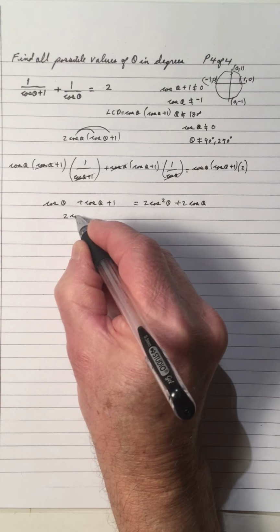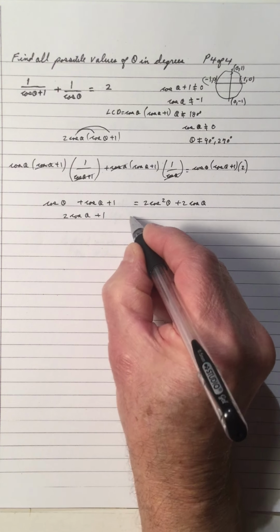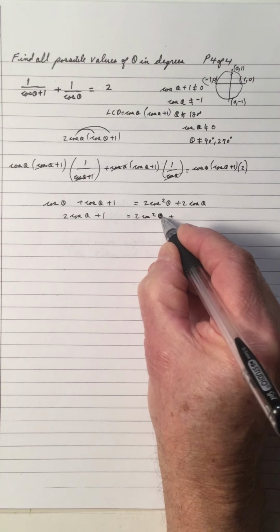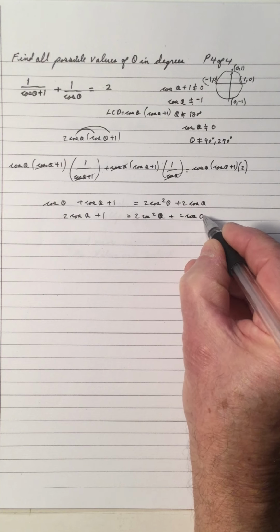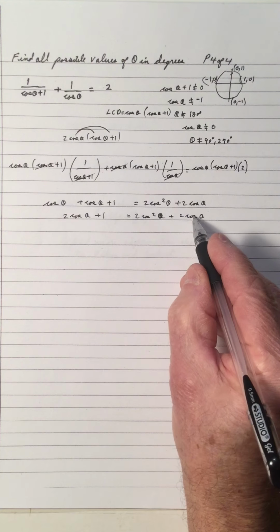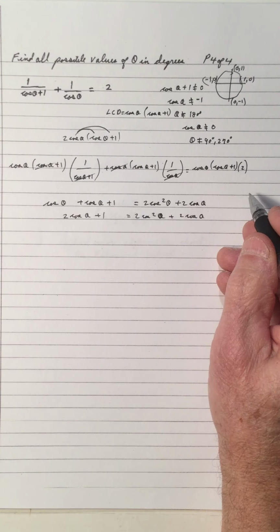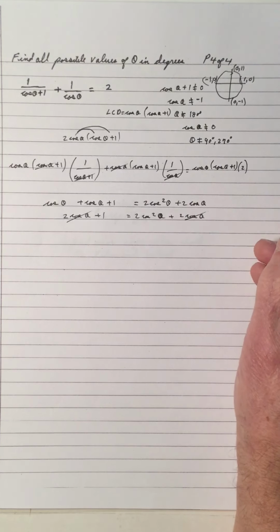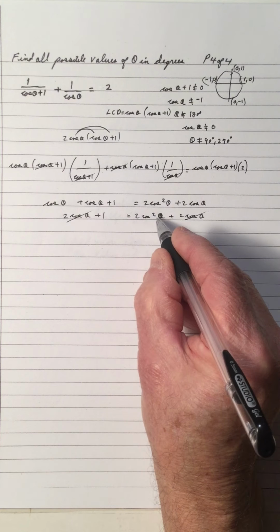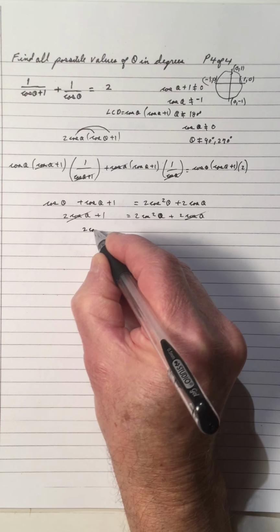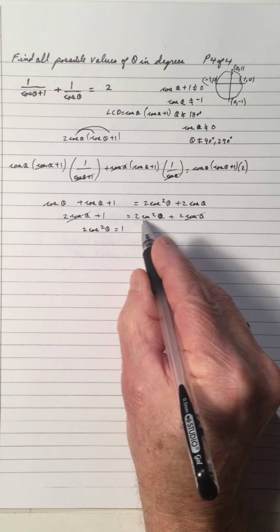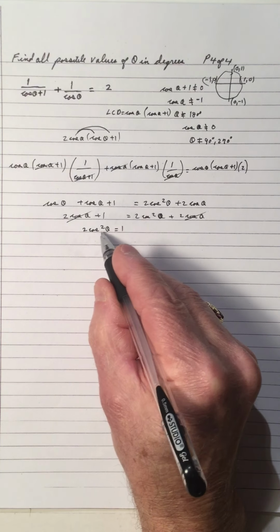Simplify each side. So we get 2 cos theta plus 1 equals 2 cos theta squared. So cos plus cos is 2 cos plus 1, and we didn't change this. And if you notice, 2 cos is on each side, so they cancel out. So that means I have 1 equals 2 cos squared theta. So rather than move it around, I'm just going to flip the equation around. So 2 cos squared theta equals 1.